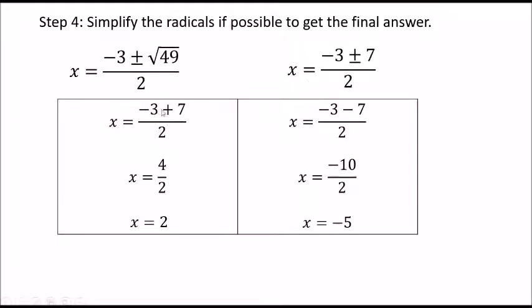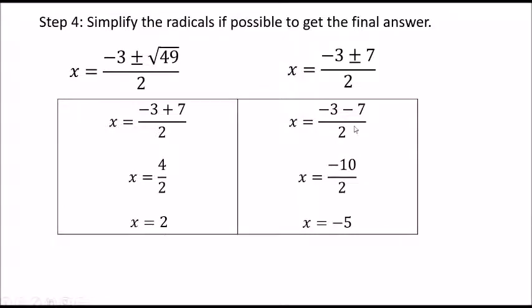So dito, sa unang equation natin is plus. Dito naman sa ikalawa ay minus. So we have x equals negative 3 plus 7 all over 2. That is equal to 4 all over 2. Because negative 3 plus 7 is equal to 4. And that is equal to x equals 2.